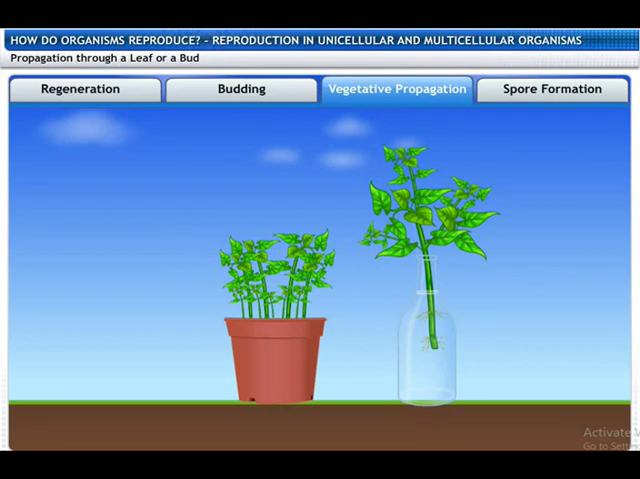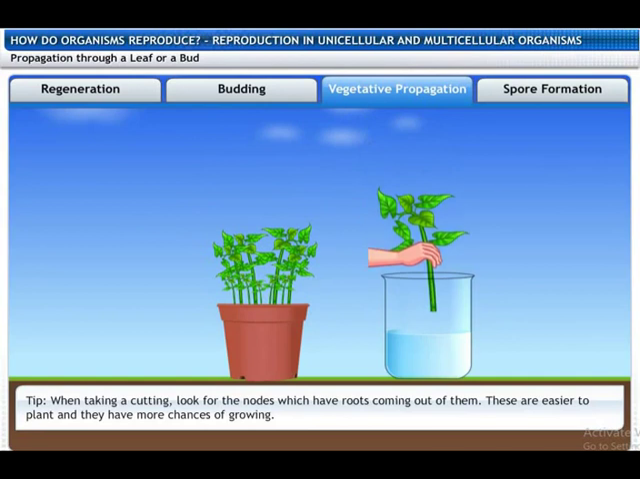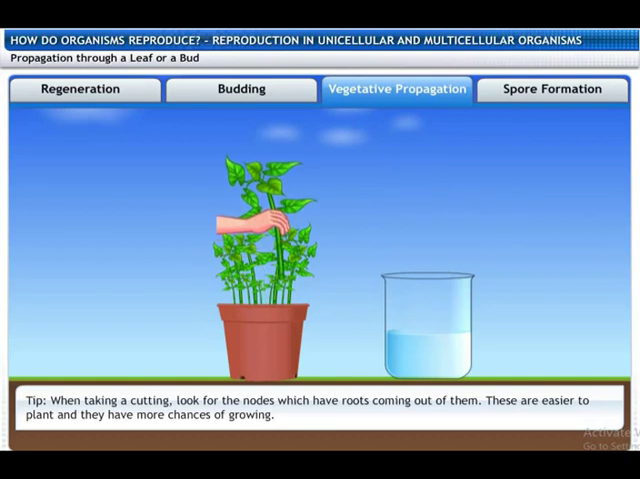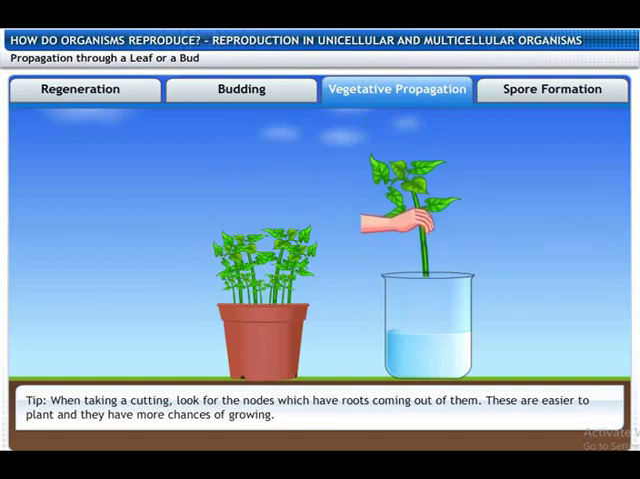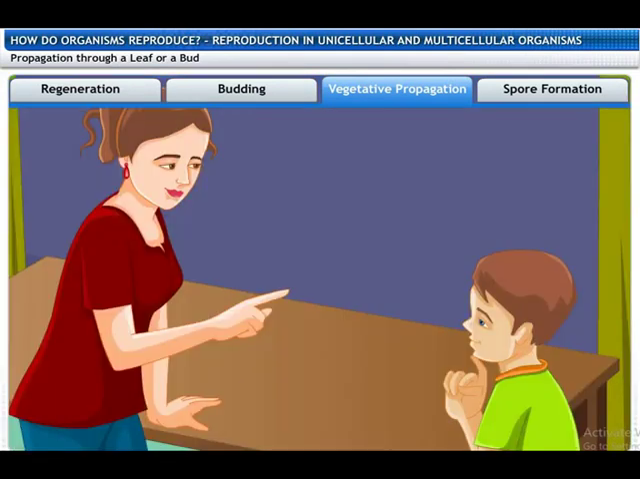And the good thing about it is that a money plant can be planted around the year. But be careful when taking a cutting. Look for the nodes which have roots coming out of them. These are easier to plant and they have more chances of growing. Let's now get back to Arnold and his mom. Can you guess which other food plant propagates using its buds?